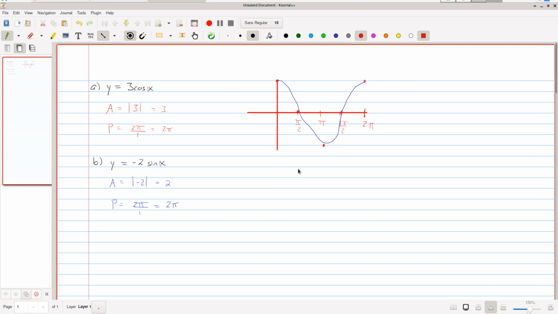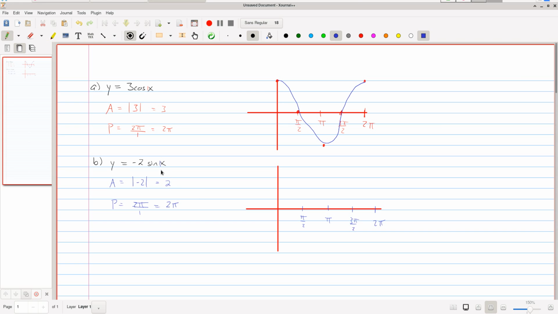Let's make our sketch. So I know that the period is 2 pi, so we've got to include 2 pi. We've got to go to the halfway point, which is pi. Half again is pi over 2. Halfway between pi and 2 pi is 1.5 pi, or 3 pi over 2.